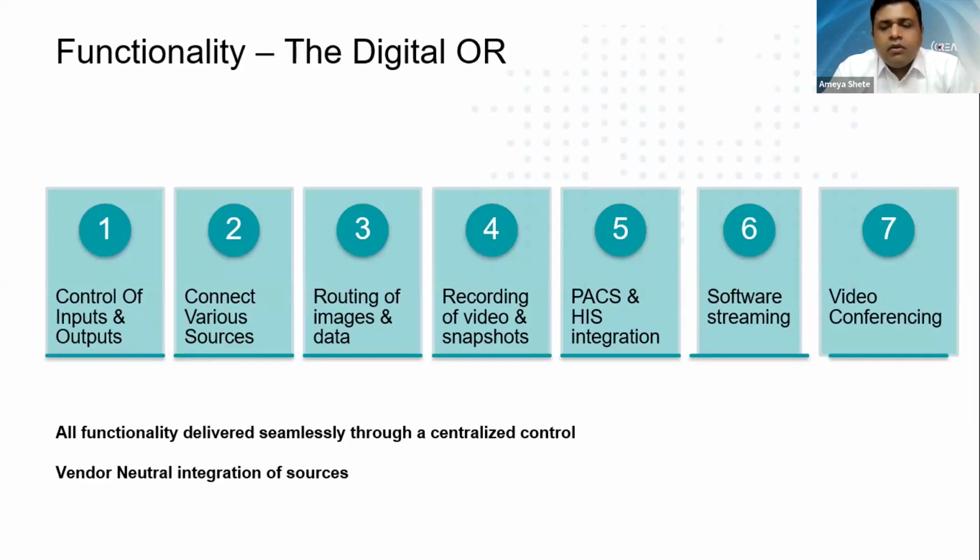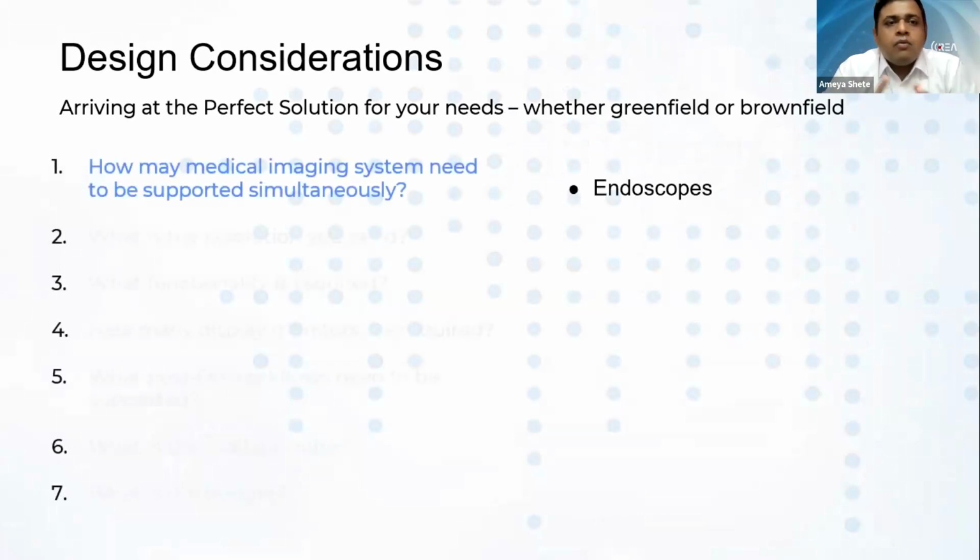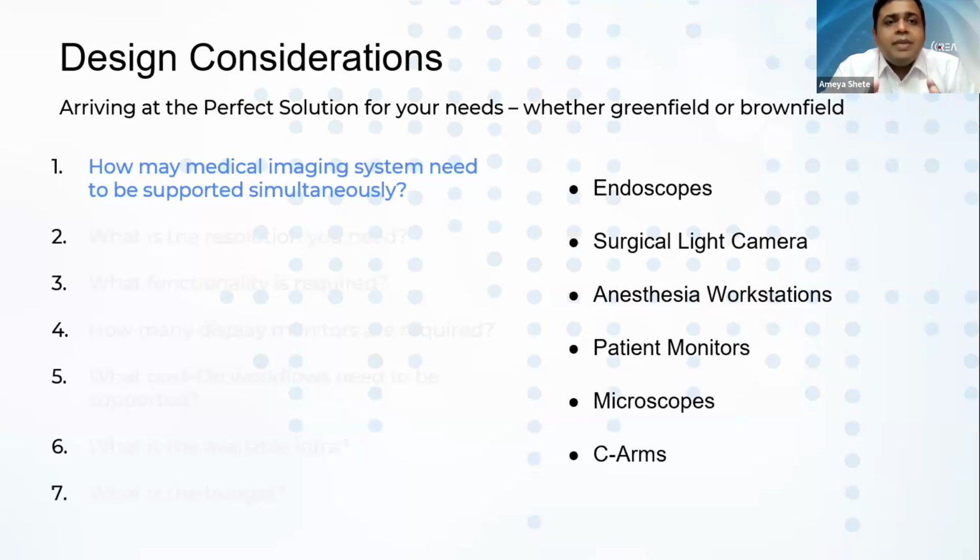So going forward, how do we design such a system? There are very important design considerations, whether you are a greenfield project, starting a new hospital, or you are an existing hospital and you want to upgrade. How do we design this entire integration solution, or how do you digitize your OT? So first we need to understand how many medical imaging systems need to be supported simultaneously. So how many sources or how many inputs do you need to see at any given point of time together at one point of time?